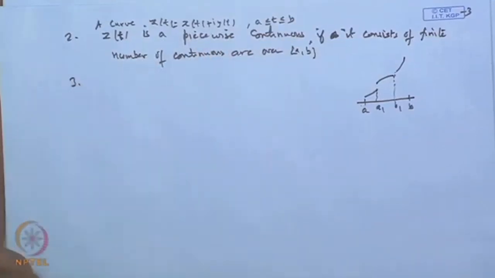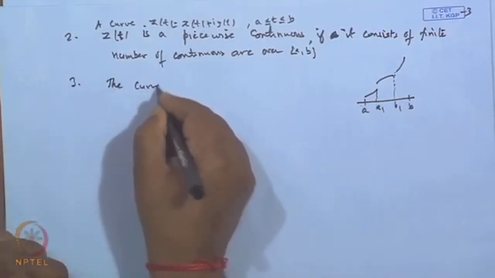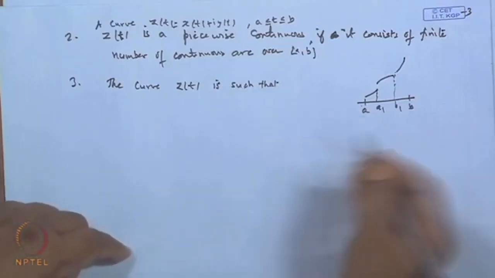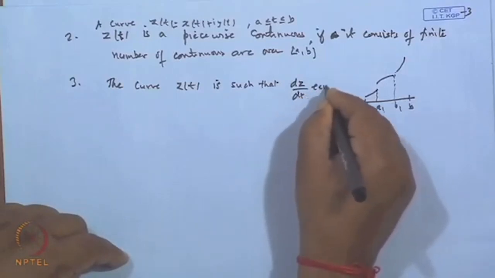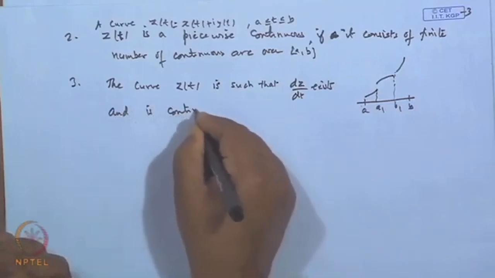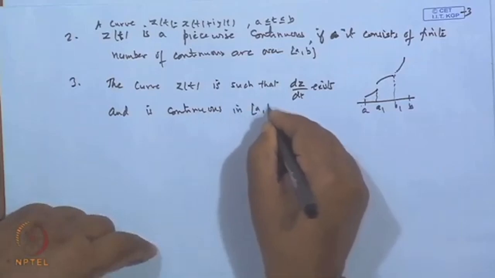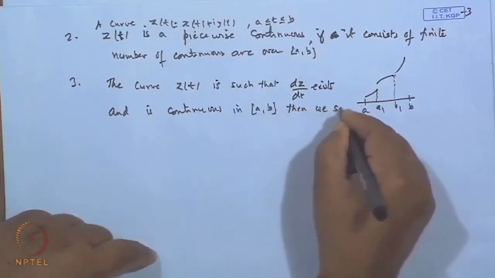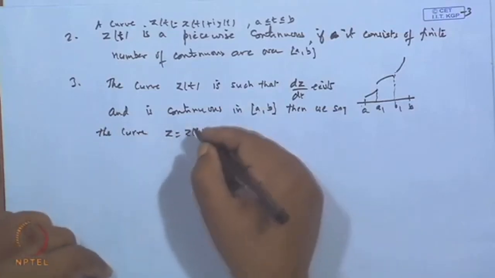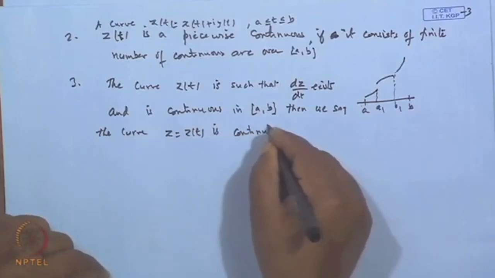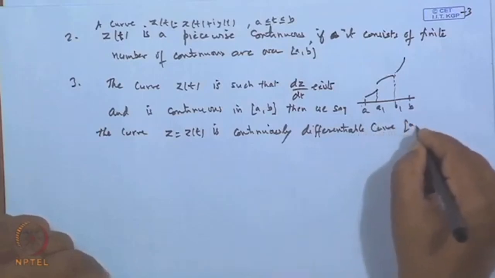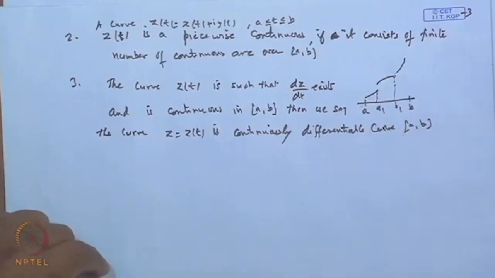Then the third definition regarding the curve z(t): if the derivative dz/dt exists for each t and is continuous in the interval [a, b], then we say the curve z equal to z(t) is a continuously differentiable curve over the interval [a, b].